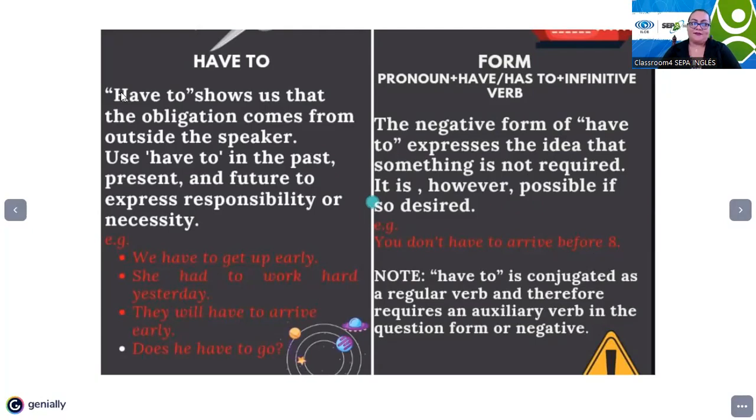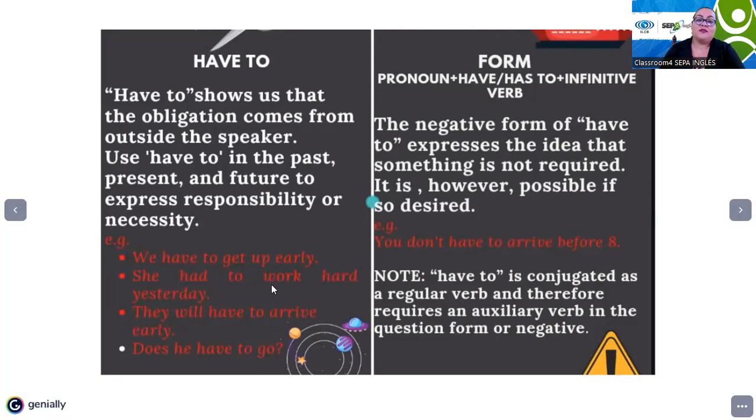Again, have to shows us that the obligation comes from outside the speaker. I mean, there is a force that is not inside me, it's an external force that obliges me to do something. Use have to in the past, present, and future. Okay, we have to get up early. Nos tenemos que levantar temprano. ¿Por qué? Porque voy a trabajar, for example.